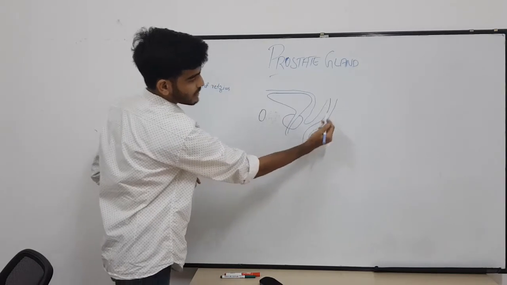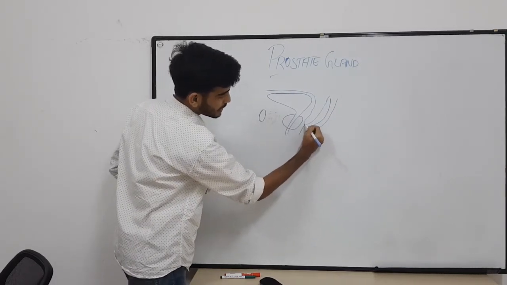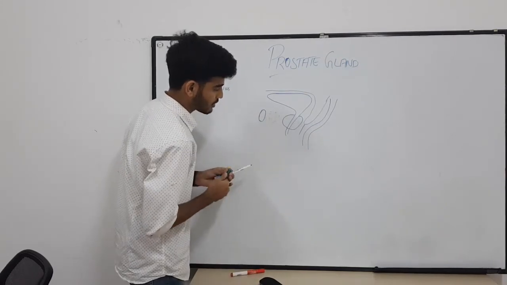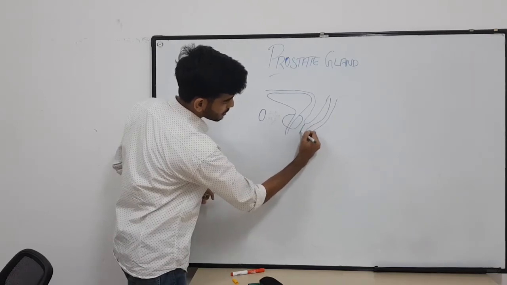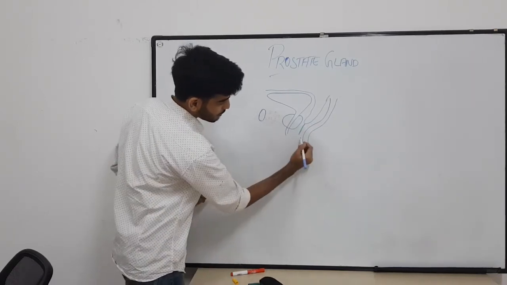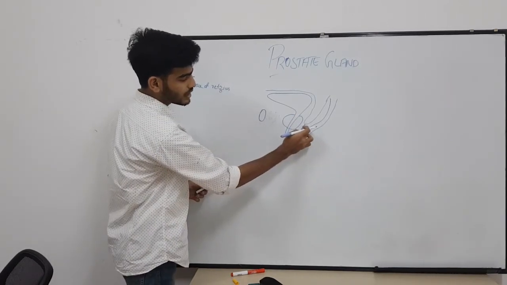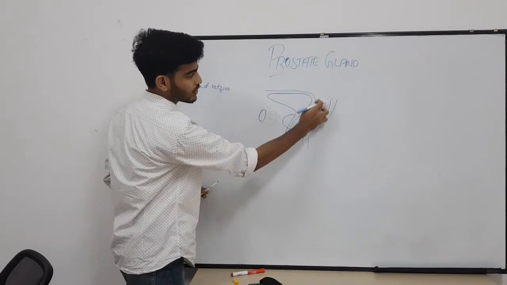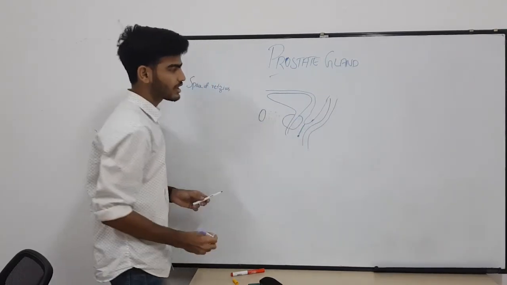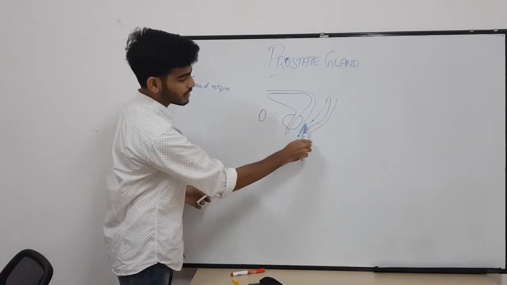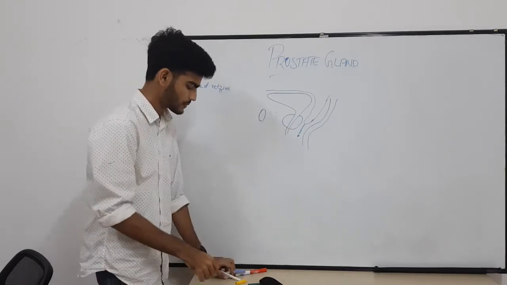And this is the retrovesical pouch. The retrovesical pouch, from the Denonvilliers fascia. The Denonvilliers fascia is coming and attaching to the perineal body. So posteriorly, the prostate gland is related to the Denonvilliers fascia, and this is the retrovesical pouch. And the Denonvilliers fascia is attaching to the perineal body. So posteriorly it is related to that.